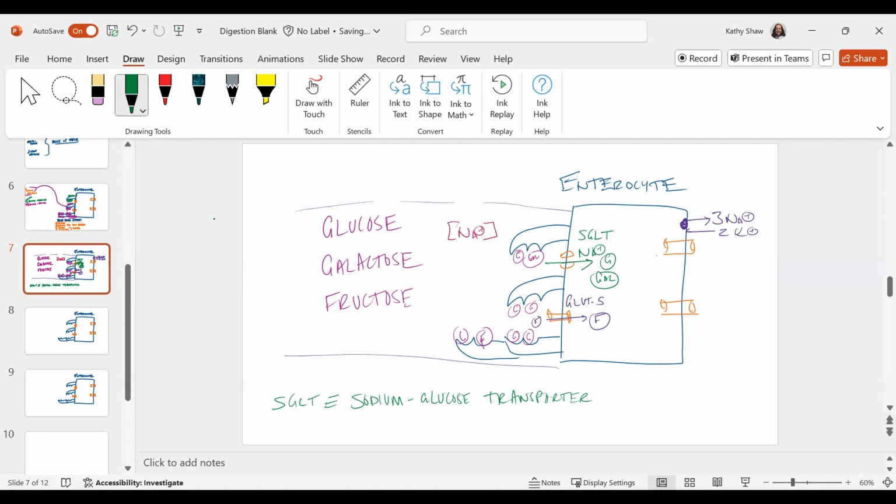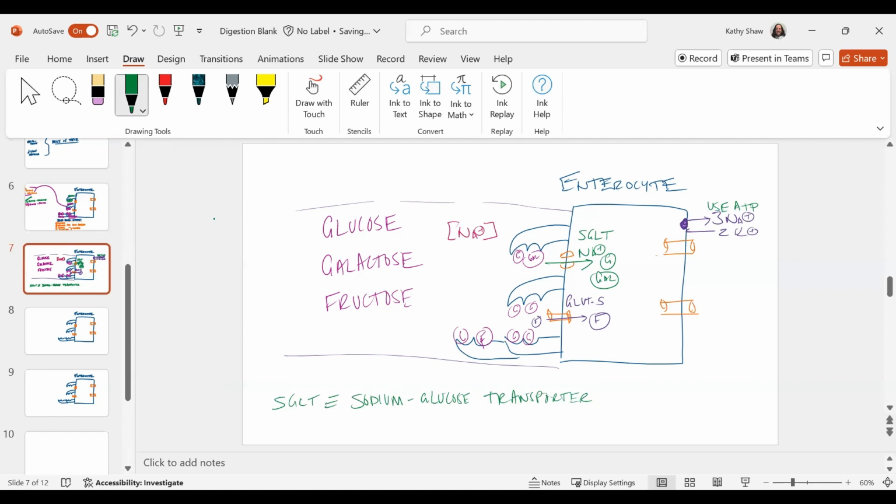Not really the point of what we're doing. We got our glucose in, we got our galactose in, we got our fructose in. So they're in the enterocyte. The enterocyte is their ticket into the bloodstream. Oh, and I forgot up here, we use ATP while doing this also. So we're trying to get all of these things into the bloodstream.